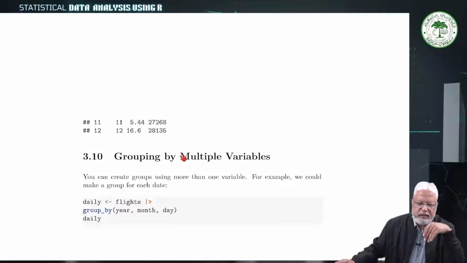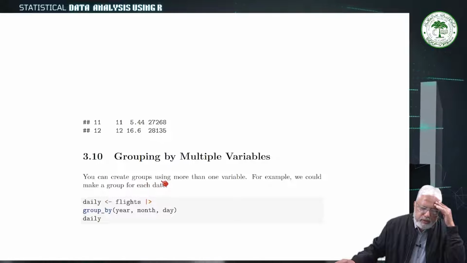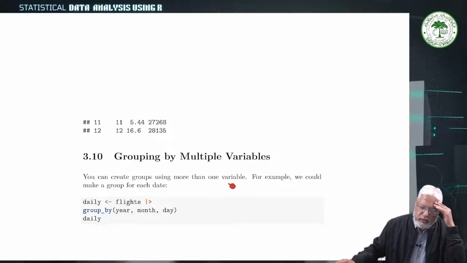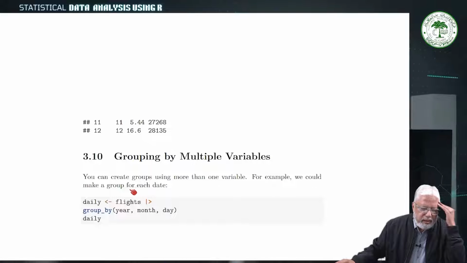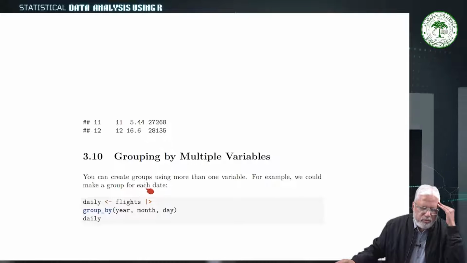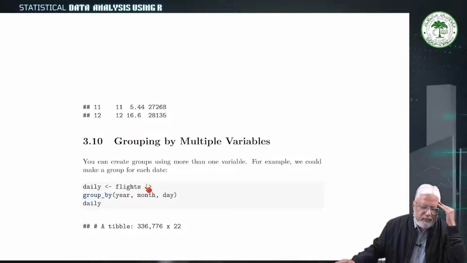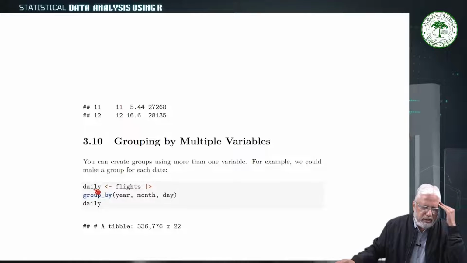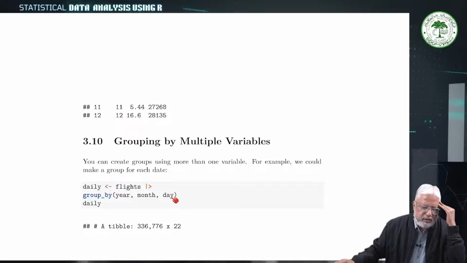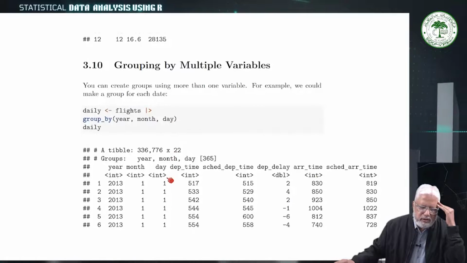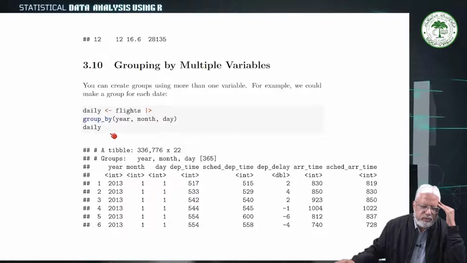Grouping by multiple variables. You can create groups using more than one variable. For example, we could make a group for each date. Daily is equal to flights, and then we are using the pipe. Daily is a new object that has been created. Flights, group by year, month, day. So here it is group by year, month, and day. So it is daily.